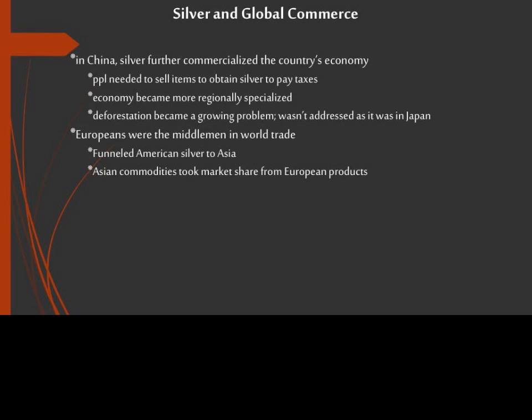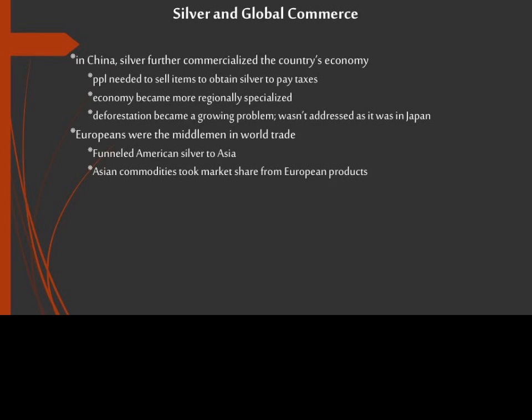But in China, silver further commercialized the country's economy. People needed to sell something to obtain silver to pay their taxes, right? They had to pay their taxes in silver, so they needed to sell items to get that silver to pay those taxes. And the economy became regionally specialized. That means focused, right? Different regions, different areas focused on different things. And deforestation was a massively growing problem in China. It wasn't addressed like it was in Japan.